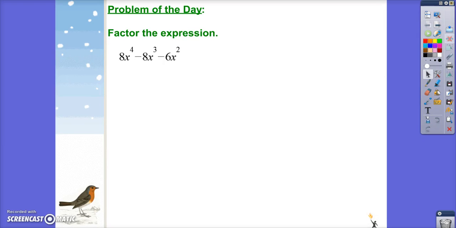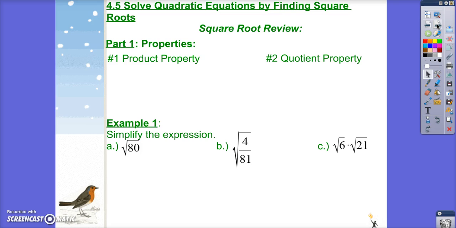Okay, so for today's lesson 4.5, take a look at the problem of the day. Let's factor the expression. Pause the video and you're ready to move on. So in 4.5, we're going to solve quadratic equations by finding square roots.